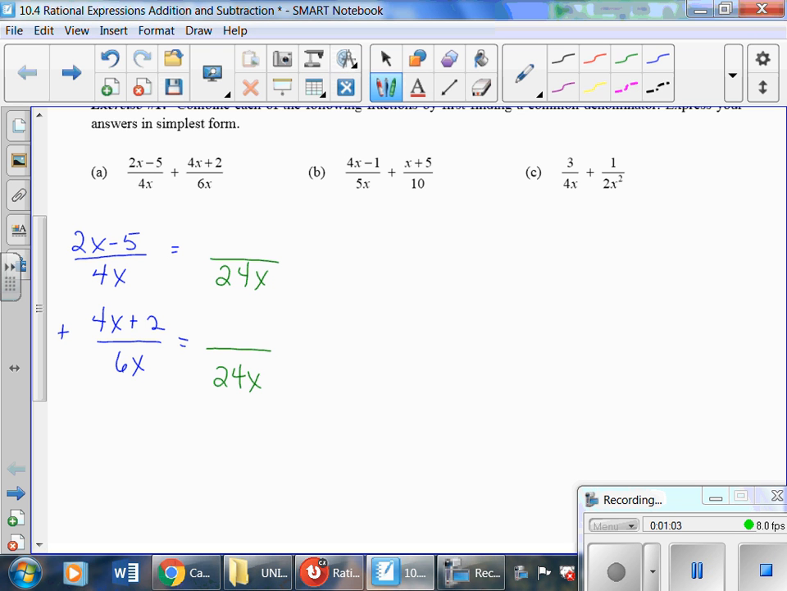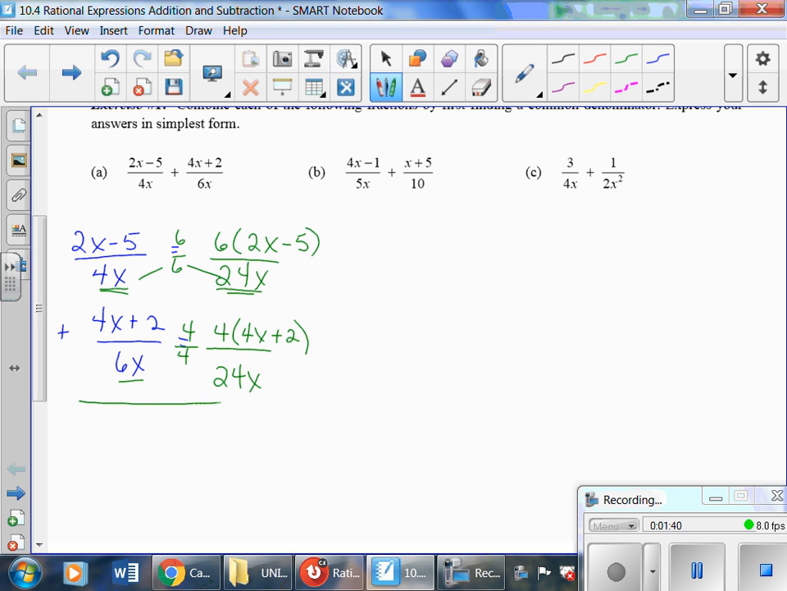So remember, what you're really doing here is you're multiplying by 1. So in order to get from 4x to 24x, I have to multiply the top and the bottom by 6 over 6. So what am I left with up here? So 4x times 6 is 24x. And now when you represent the numerator here, it's going to be 6 times 2x minus 5. And here, 6x times 4 gives me 24x. But now I have to make sure I multiply the numerator by 4 and come out with this.